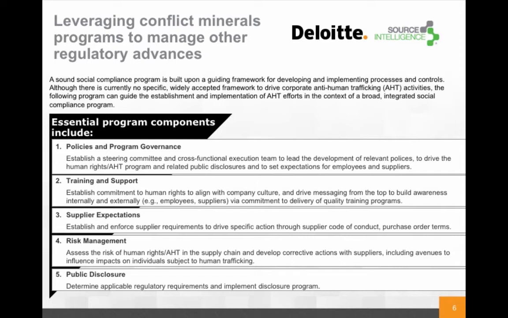So really that commitment to human rights and aligning that commitment to the company culture, recognizing the unique considerations around the geography, the industry that a company operates in, and then that consistent messaging from the top, really building awareness, reinforcing both internally and externally that commitment and the expectations that come with that, and in effect the enforcement considerations that will result to really reinforce the importance of that issue.